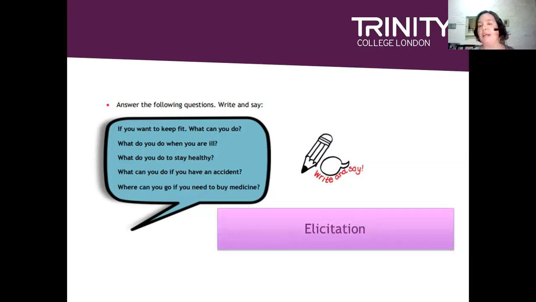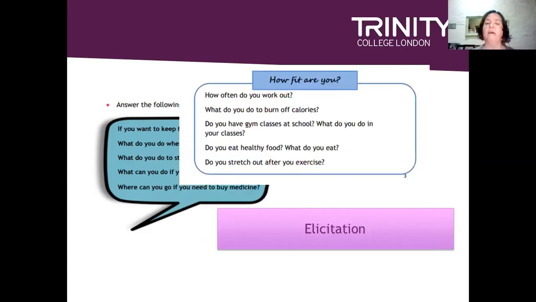This is, remember, a stage called elicitation, all right, which I usually like including even in remote tasks. If I can do it online, I get interaction with students, but if not, I always try to include a little bit of elicitation. For example, how fit are you? How often do you work out? Do you have gym classes at school? Do you eat healthy food, etc.?